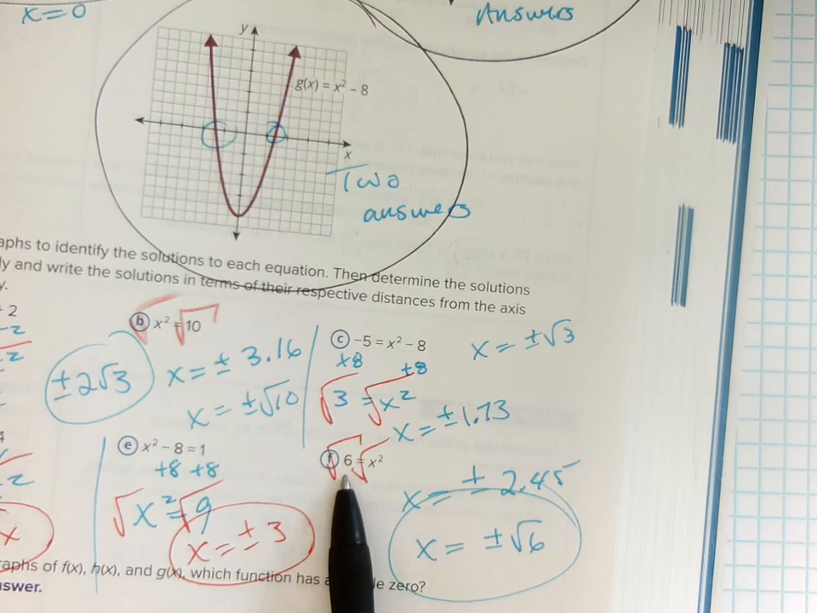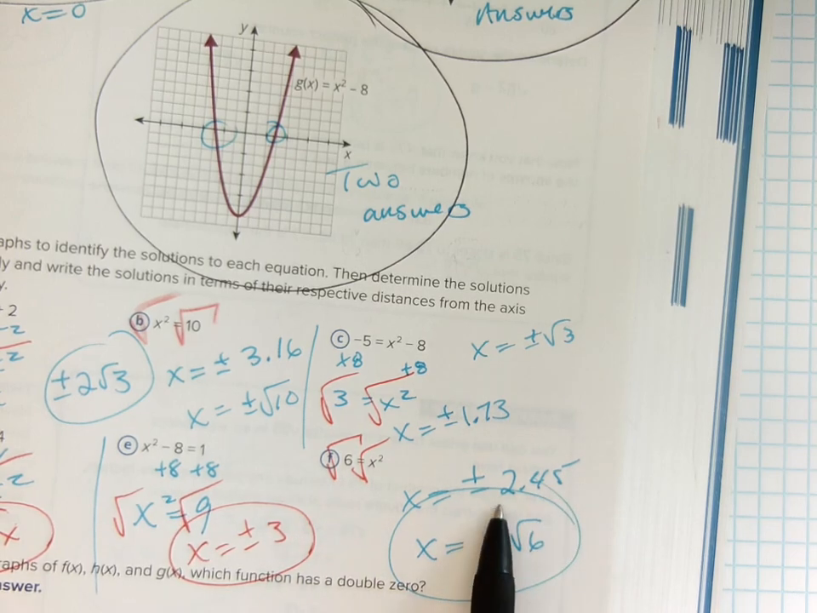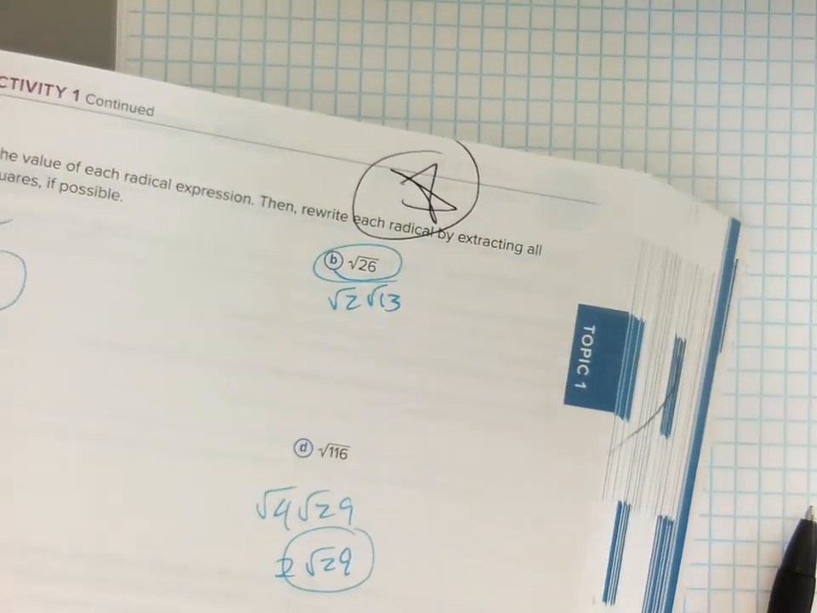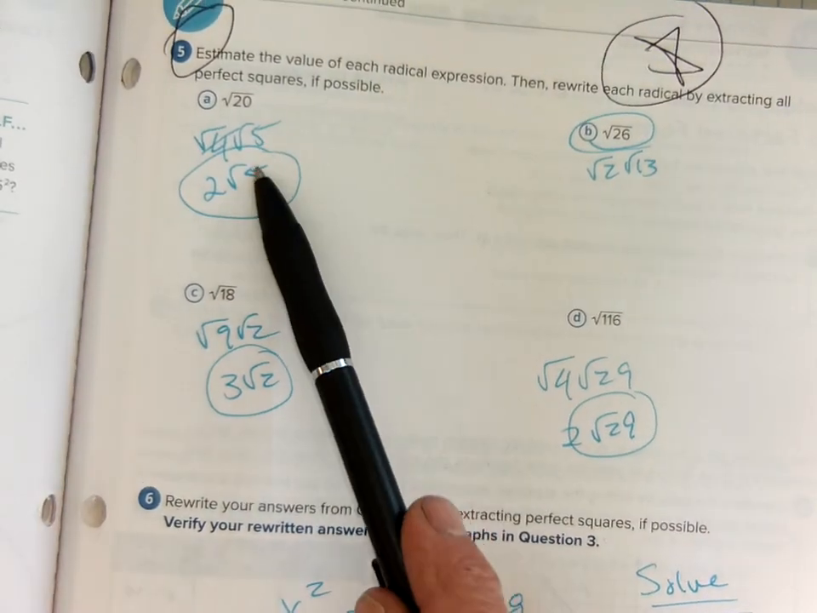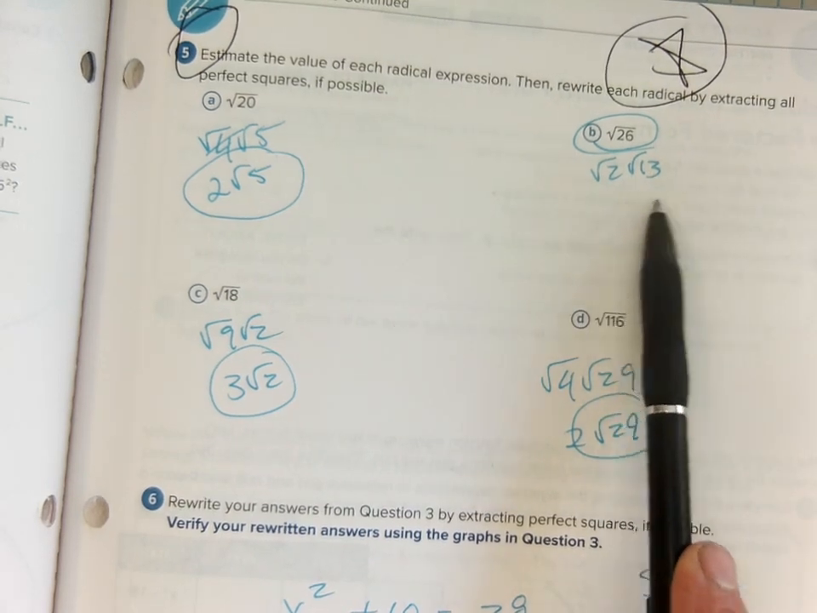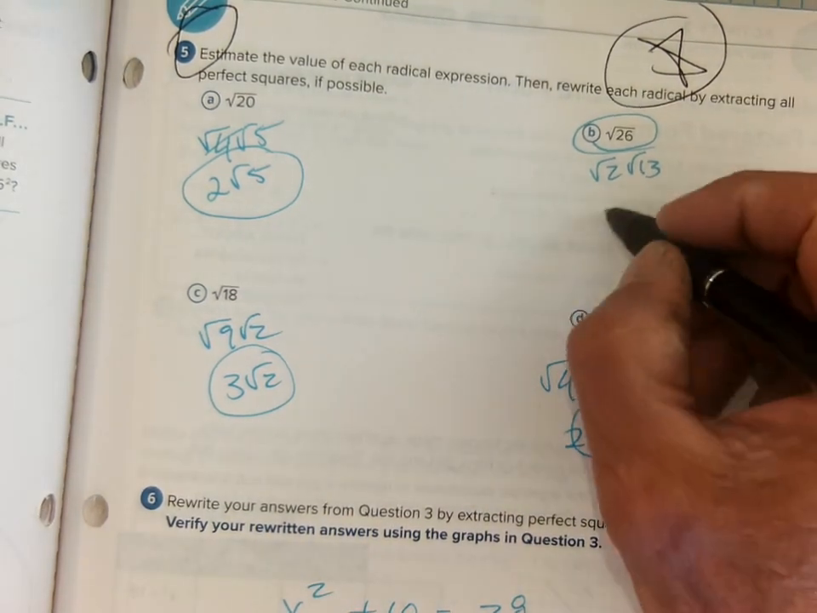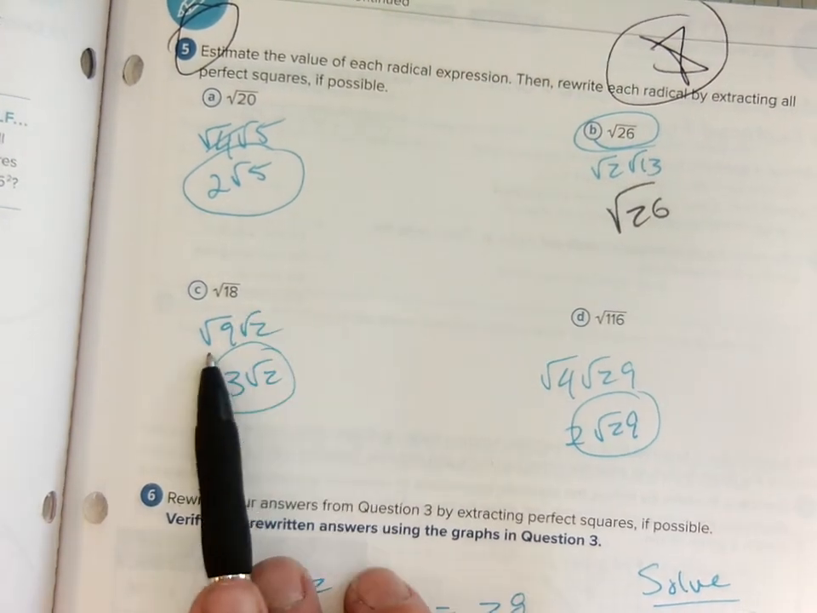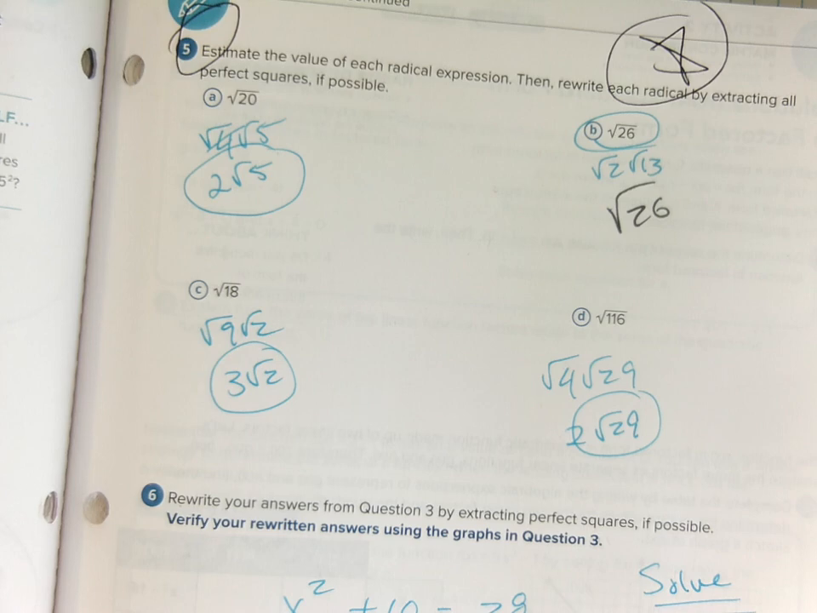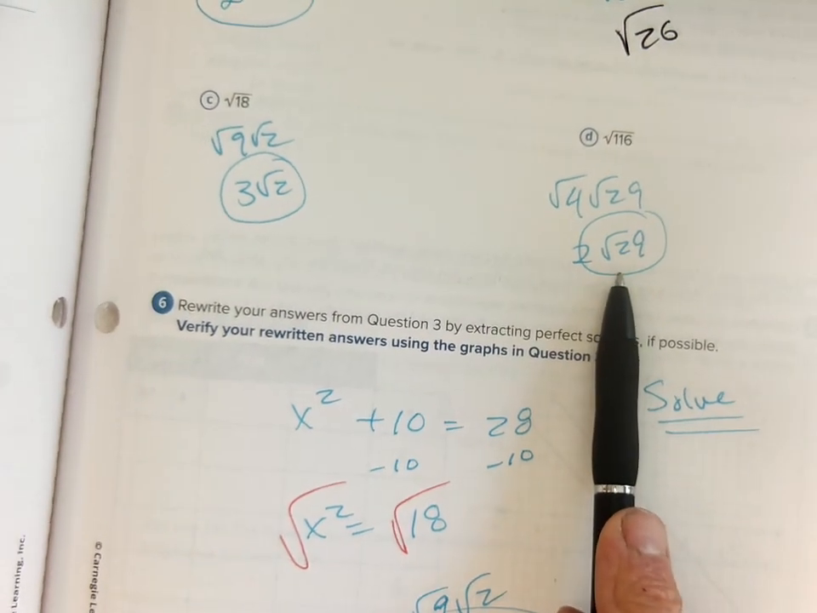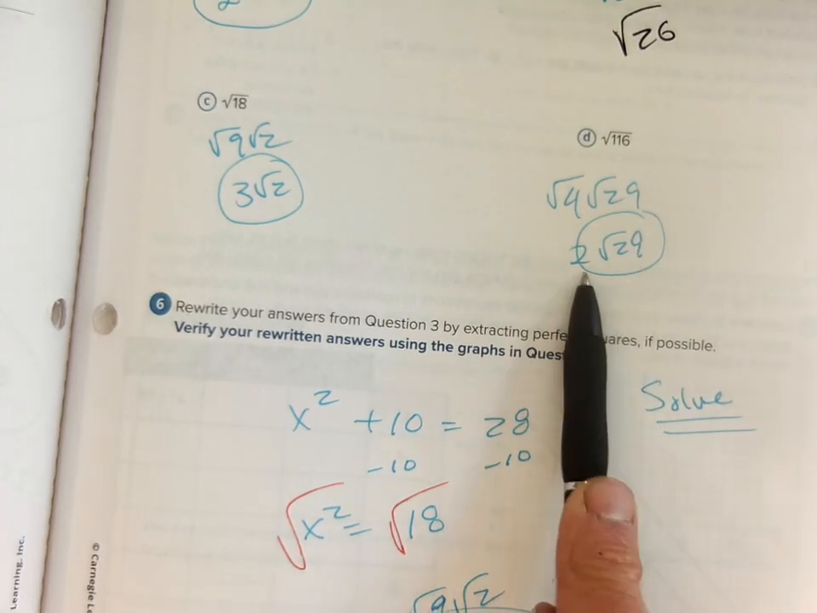F, we took the square root of 6. If we use a calculator, we get about plus or minus 2.46, or we'll just leave it as plus or minus square root of 6. Much better answer, okay? And then we talked about reducing roots, which we had done before. 20 is 4 and 5, so 2 square root of 5. B does not reduce any further, so we'll keep it as the square root of 26, because 2 and 13 are not perfect squares. 18 is 9 and 2, so we got 3 square root of 2, and then the square root of 116 is the square root of 4 times 29, which is 2 square root of 29.